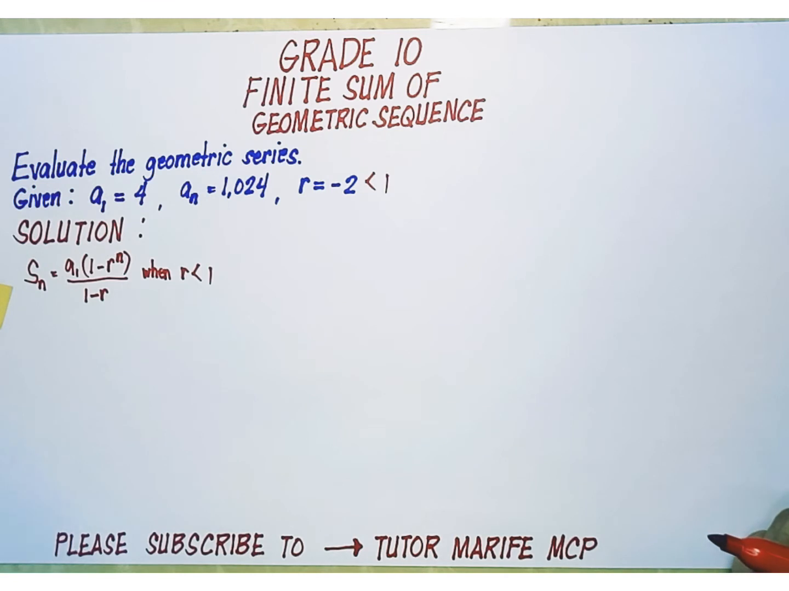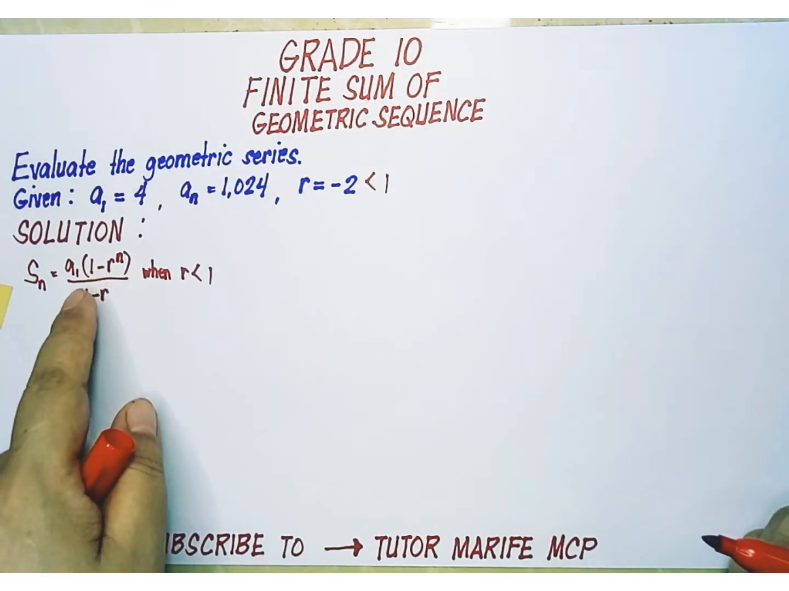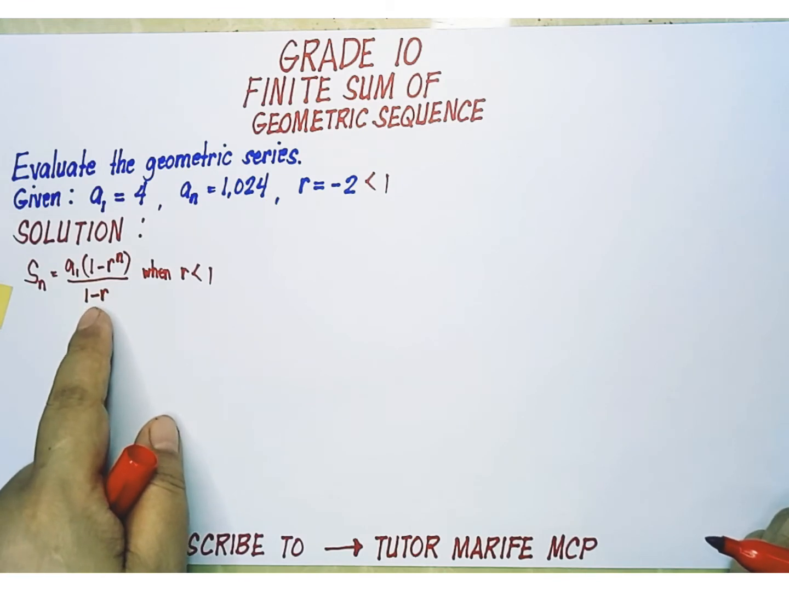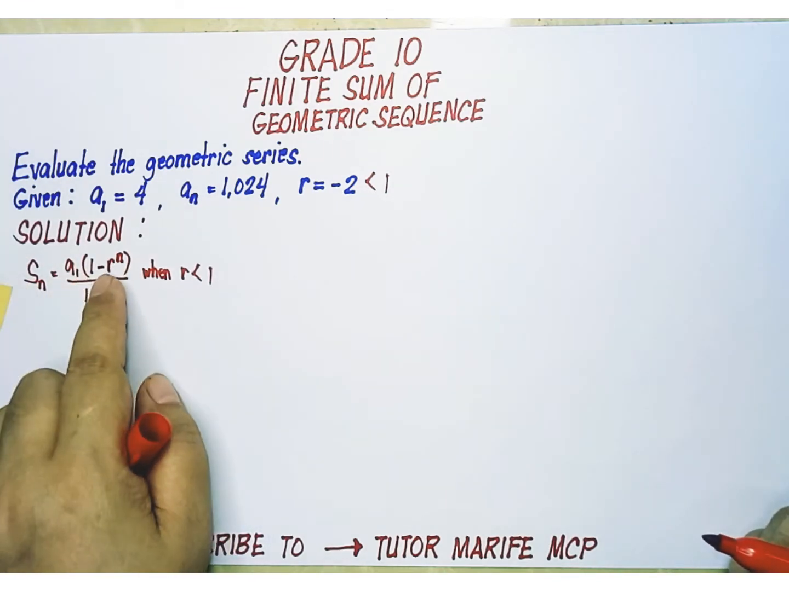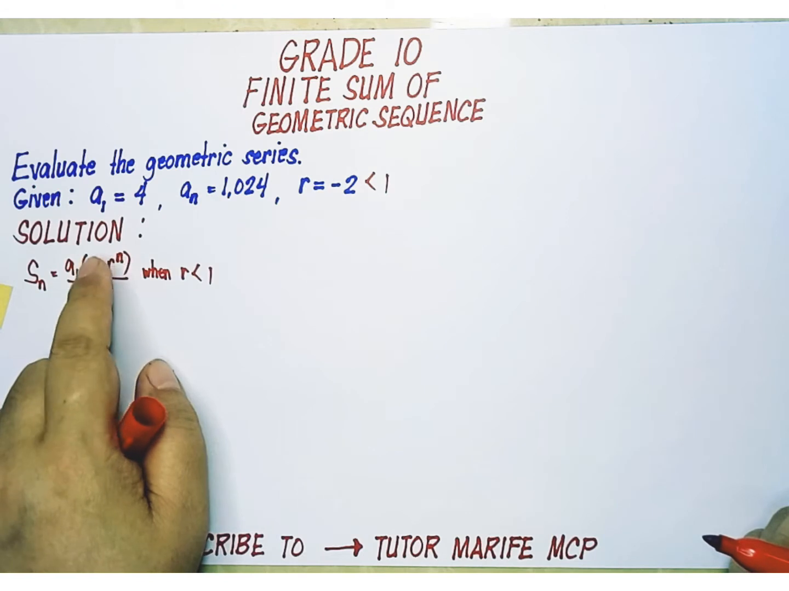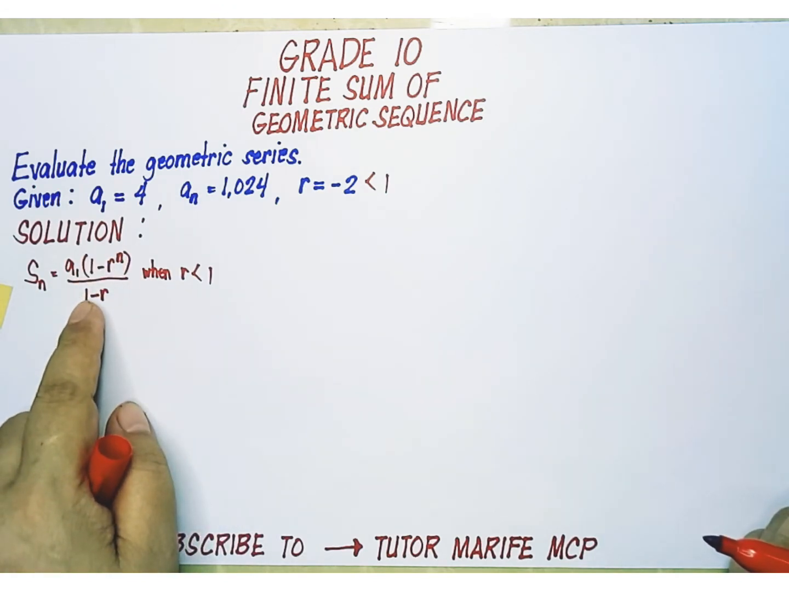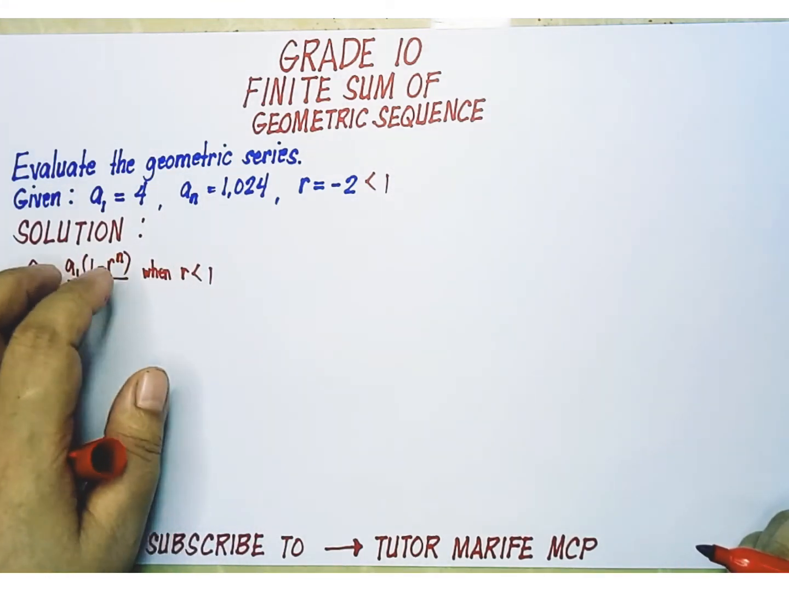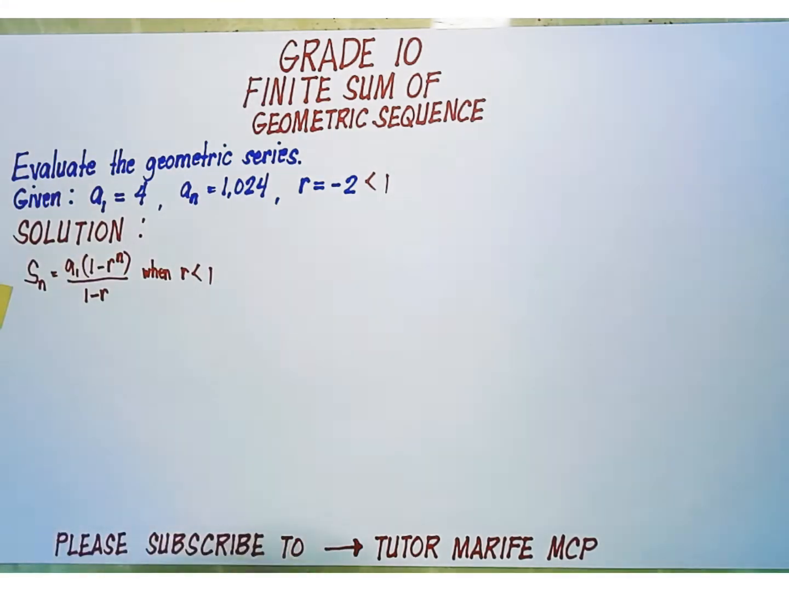Kasi we have another option. Yun yung nakaswap yung terms ng binomial sa numerator at yung terms ng binomial sa denominator. So, yung other option mo naman is when r is greater than 1. Okay? So, ito yung main formula natin.